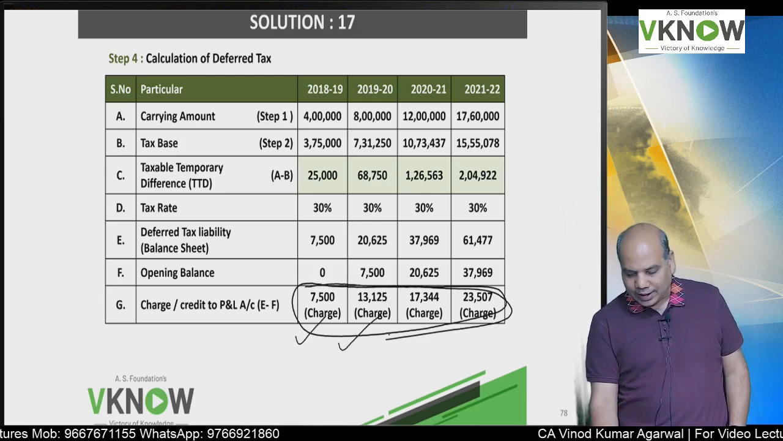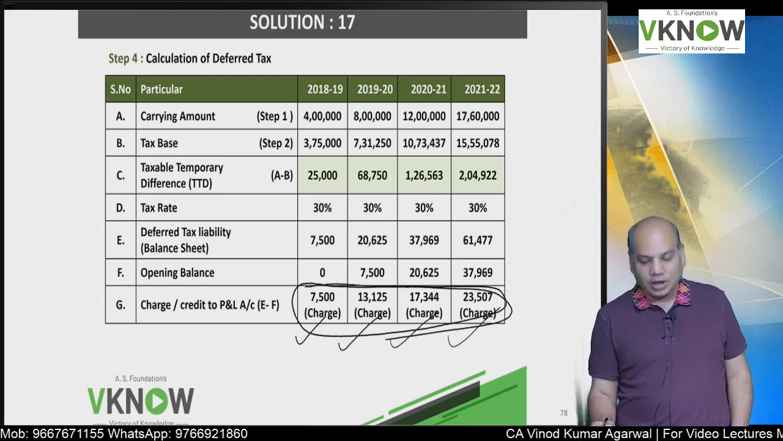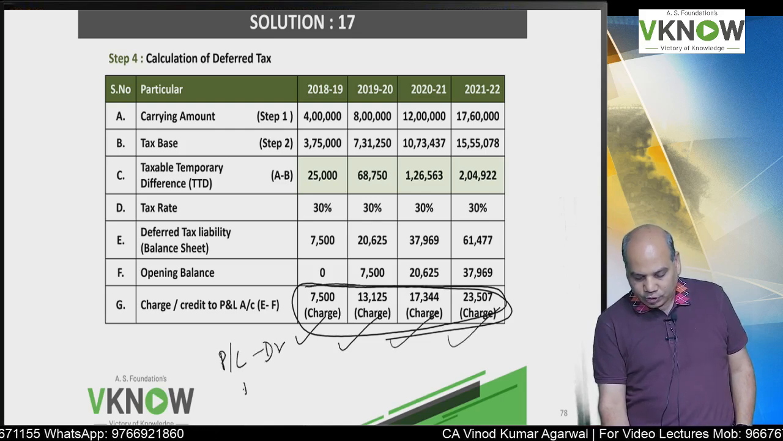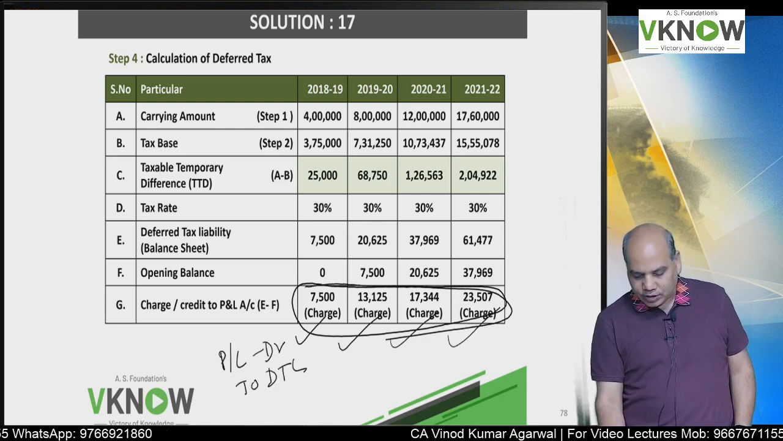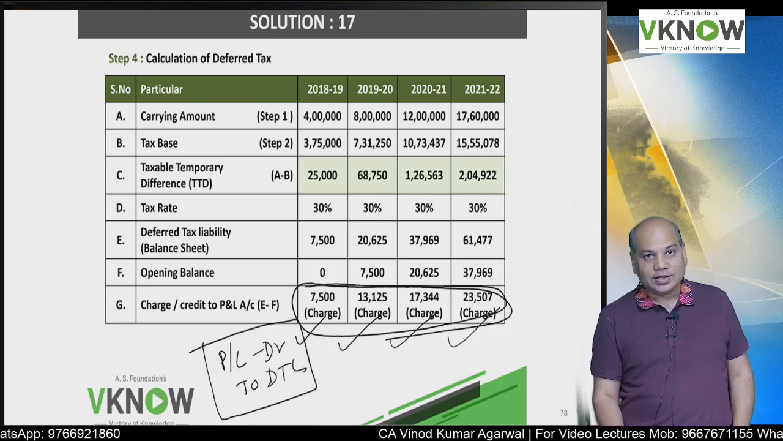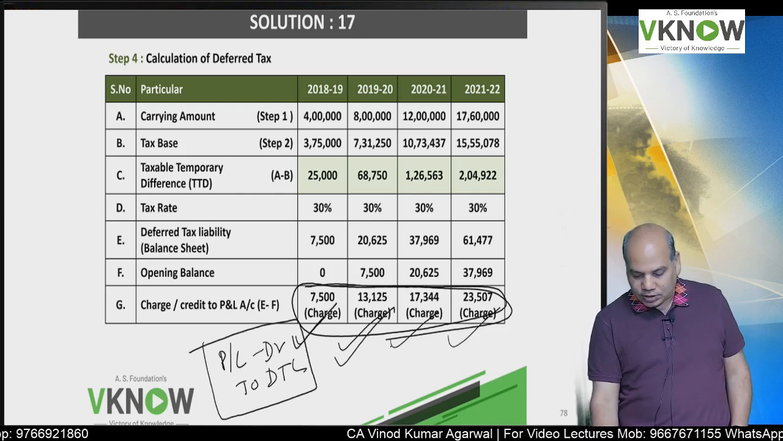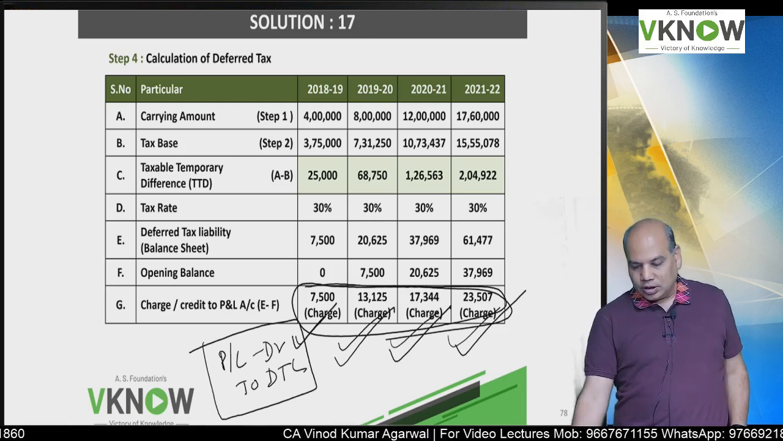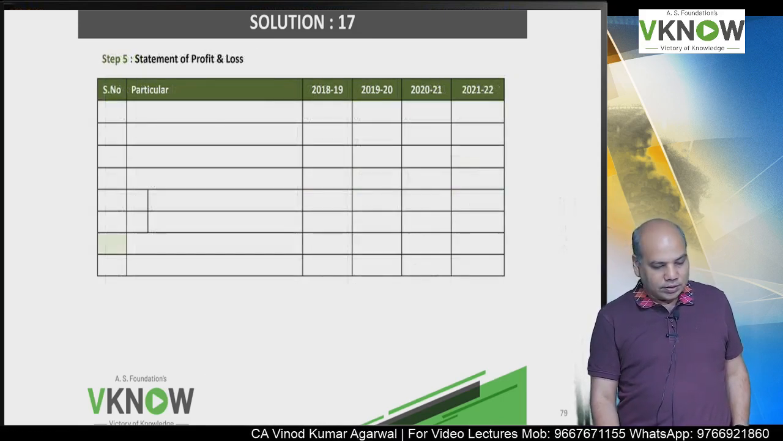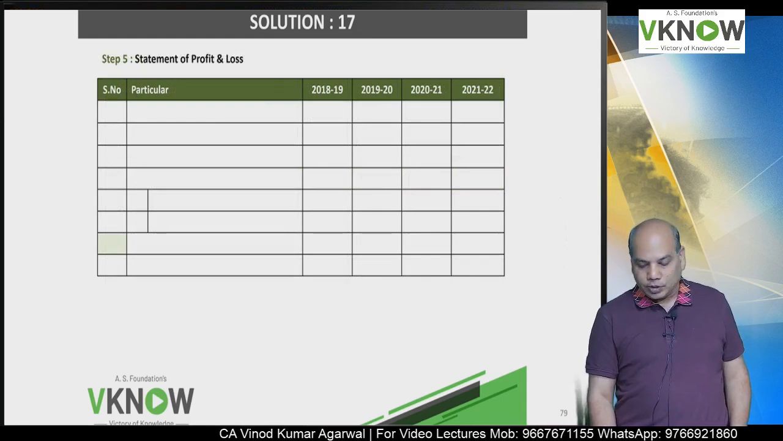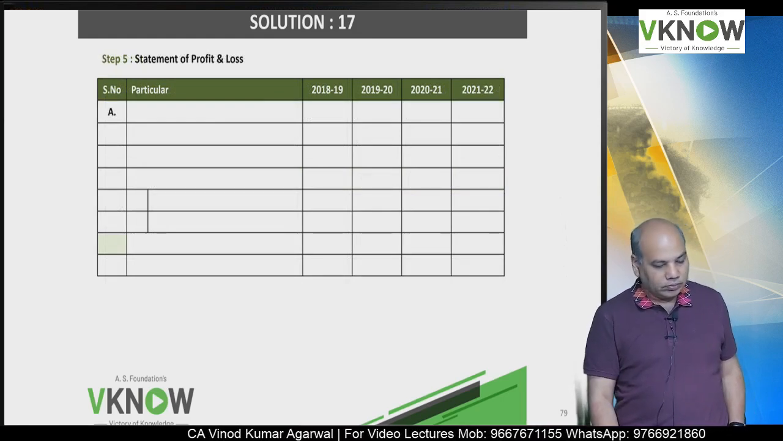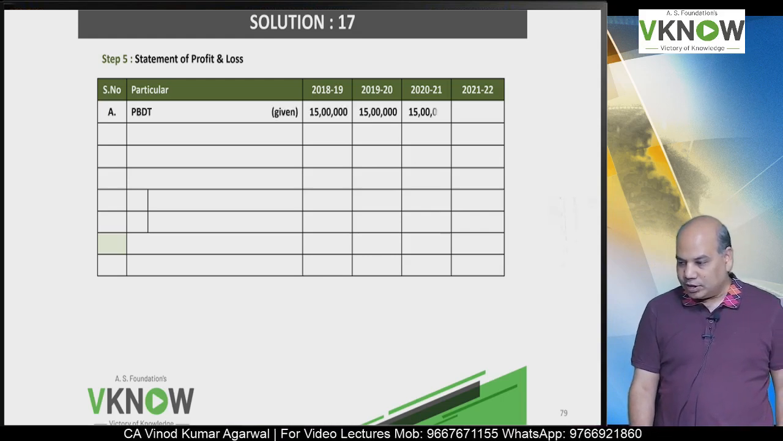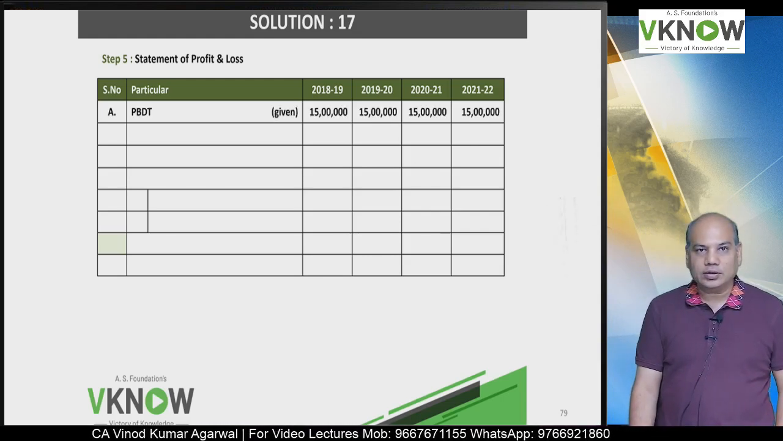These all will be added to current tax because all are debit to P&L account. So the entry we are passing for all these years is P&L account debit to deferred tax liability, this amount first year, this amount second year, this amount third year, this amount fourth year. Now my final answer, step 5, statement of profit and loss. Start with PBT, which is given 15 lakh.